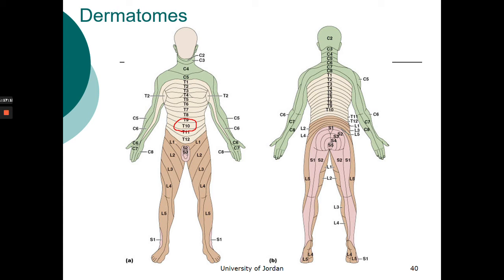The appendix is derived from the mesoderm of T10, and the skin of the umbilicus is derived from the ectoderm of T10. The skin is supplied by the T10 somatic nerve, and the T10 appendix is supplied by the T10 autonomic nerves. This is the areas here, the same thing for L5 and the same area of the genitalia here where the ureters are supplied. This is the heart, C8, T1, T2.